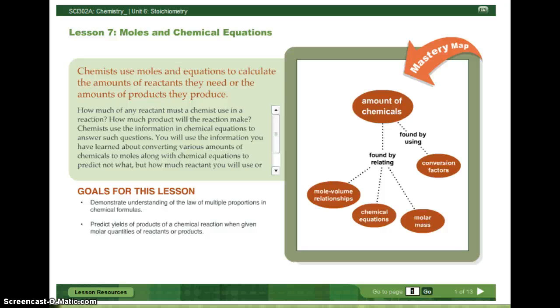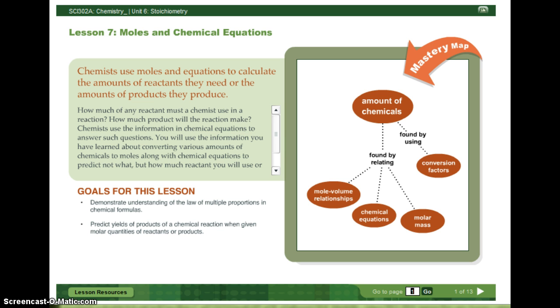This is lesson 6.07, moles and chemical equations. Chemists use moles and equations to calculate the amount of reactants they need or the amount of products they produce. How much of any reactant must a chemical use in a reaction? How much product will the reaction make? Chemists use the information in chemical equations to answer such questions.